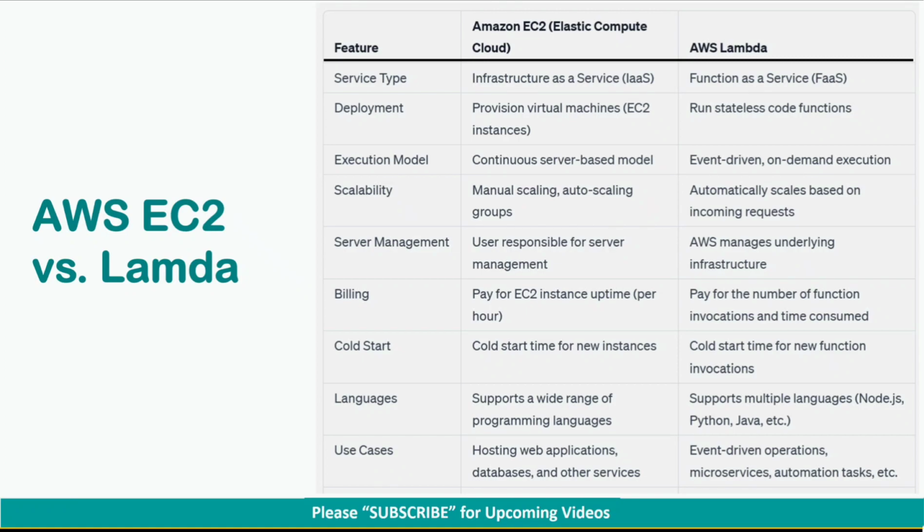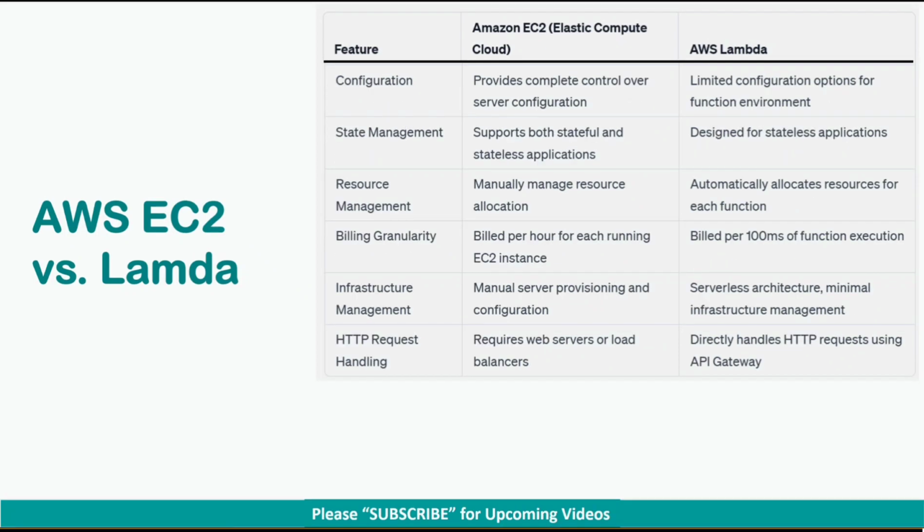In EC2, you pay for EC2 instance uptime per hour, whereas in Lambda, you pay for the number of function invocations and time consumed. There is cold start time for new instances in EC2, whereas there is cold start time for new function invocations in Lambda. Both services support multiple programming languages. EC2 is used for hosting web applications, databases, and other services, whereas Lambda is used for event-driven operations, microservices, automation tasks, etc. EC2 provides complete control over server configuration, whereas Lambda provides limited configuration options for function environment.